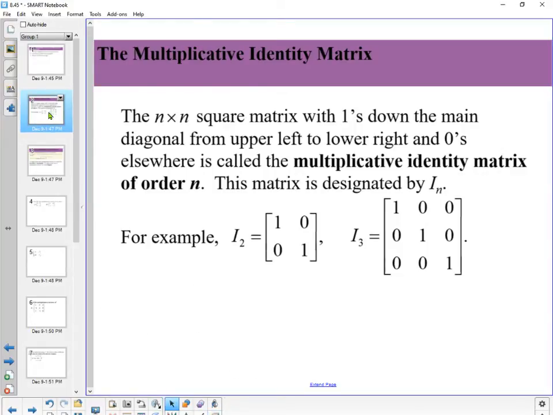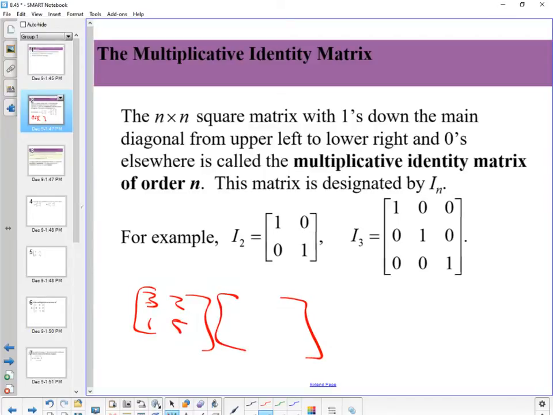Now, here's the thing. If I'm taking some matrix, I don't know what it is, let's go 3, 2, 1, 5, and I multiply it by this guy, 1, 0, 0, 1, I will get the matrix back. Do you guys remember that A to the -1, inverse? So if I take some matrix and multiply it by that multiplicative identity, I'm going to get this.